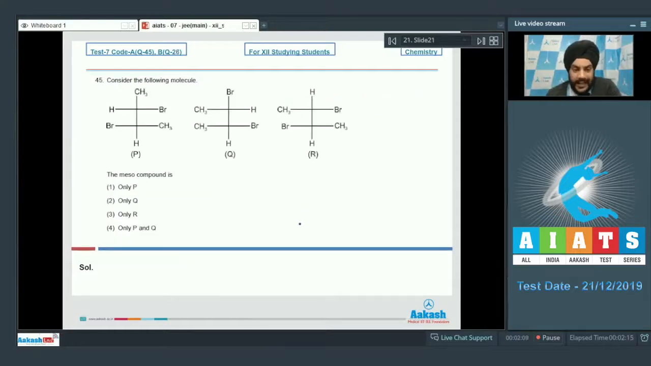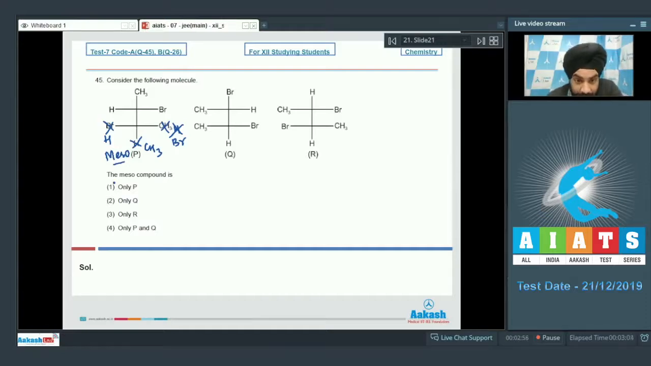Question number 45. Consider the following molecules. So we've been given 3 different Fischer representations and the examiner seems to be interested in the meso compound. Okay. So students, we can just apply the method of switches in this case. So we can switch this CH3 and H. So CH3 and H. Okay. And now we can switch this H and Br. Okay. So after 2 switches, students, the given compound comes out to be meso. It means that the original compound is also meso, students. So compound P is meso.